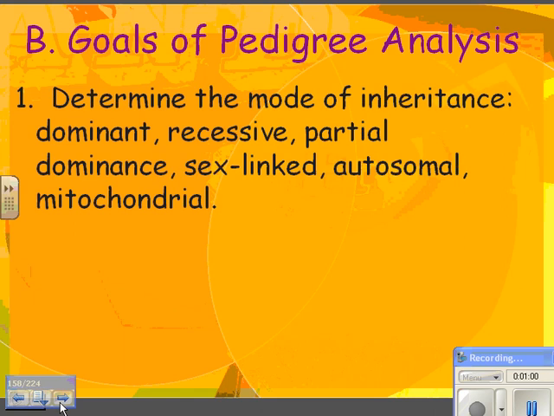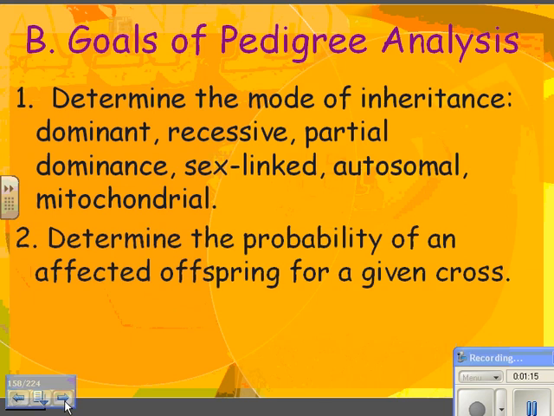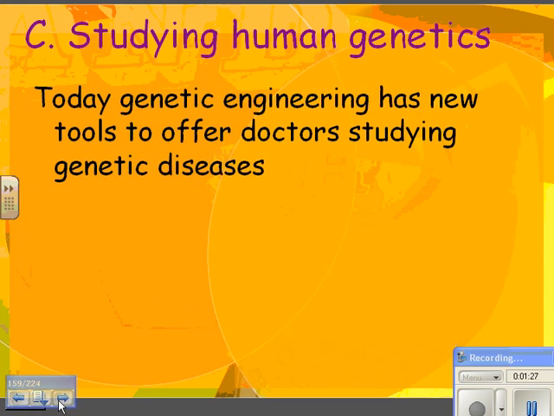So the goals are to determine the mode of inheritance. Is this genetic thing dominant or recessive? Is there some partial dominance? Is it sex-linked? Is it autosomal? Or is it mitochondrial? So that's what we're going to be looking at. You can also determine the probability of an affected offspring for a given cross. So if this couple were to have more babies, how likely would they be to have this trait in the next generation?